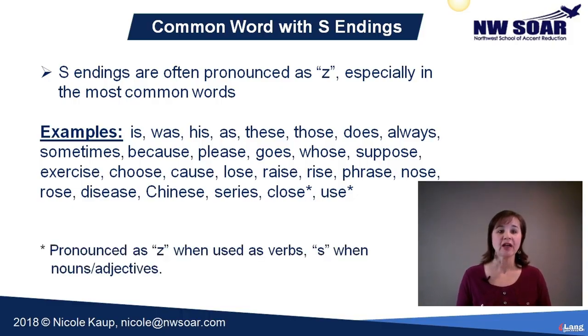Now you'll note there are a couple of words with little stars at the end. You'll note they are pronounced Z when they are verbs. They are pronounced S when they are nouns or adjectives.